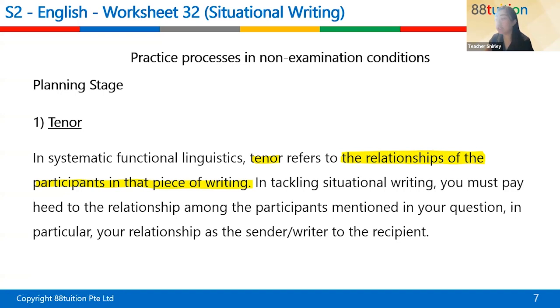Okay, so the tenor refers to the relationships between people, the relationships of the participants, right? This actually tells us two things: the audience, and also it determines the tone. Because if my relationship with the recipient is, maybe just cousins, then it's telling you that the tone can be a little bit more informal. So in tackling situational writing, you must pay attention to the relationship among the participants mentioned in your question. In particular, is the relationship of the sender or the writer to the participant or the recipient.